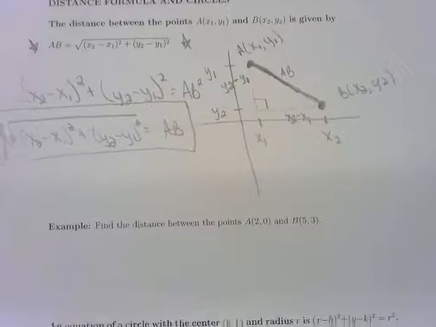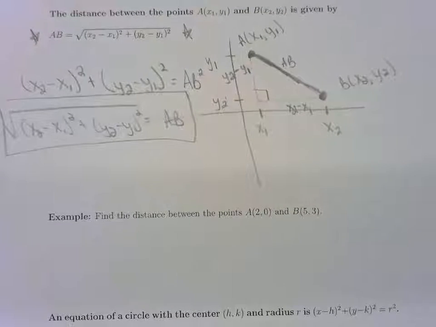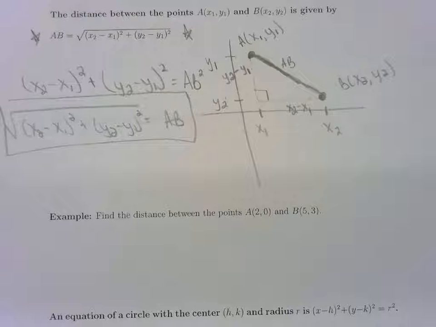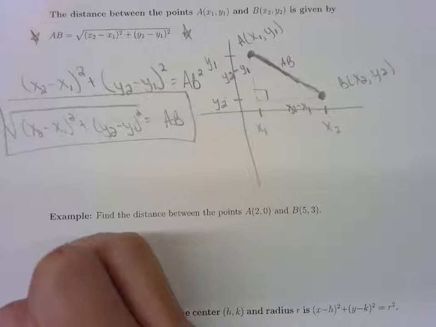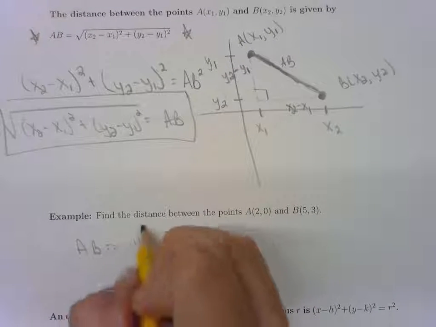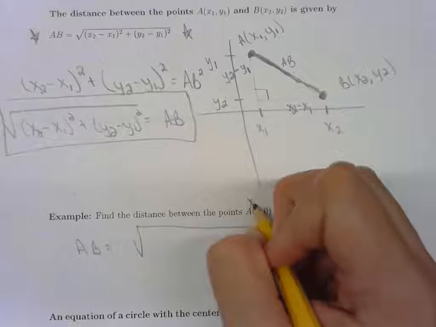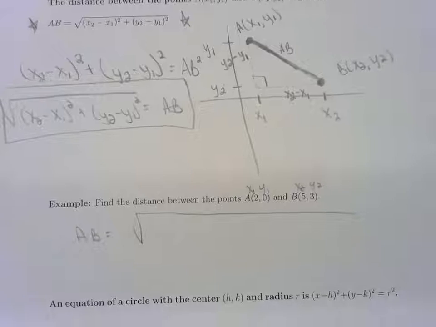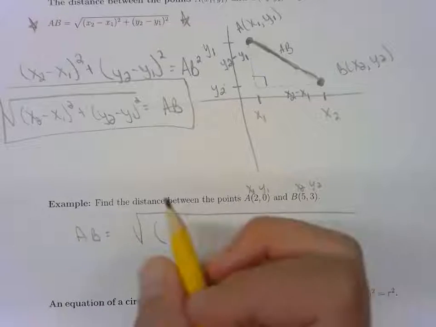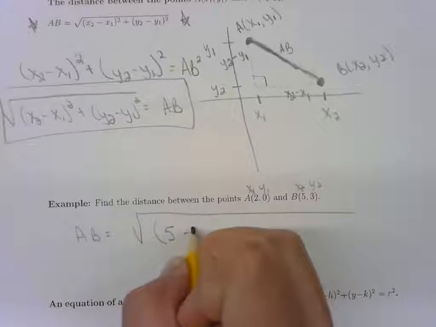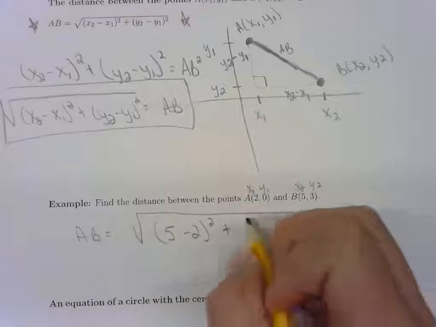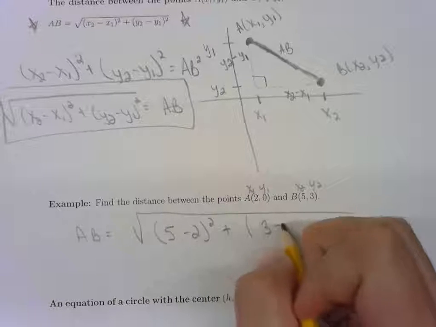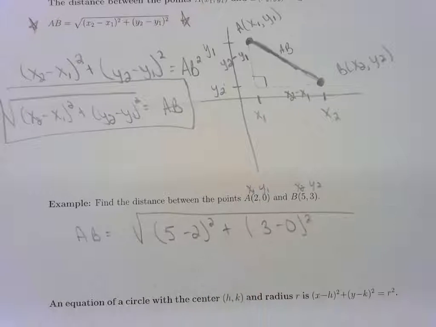Okay, example: find the distance between the points A (2, 0) and B (5, 3). So the distance AB equals the square root. I'm going to name this one (x1, y1) and this (x2, y2), but you can do it in either order, it doesn't matter. So we want to do x2 minus x1, so 5 minus 2, square that, plus y2 minus y1, so 3 minus 0, square that.